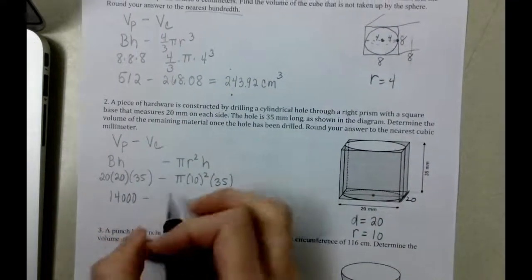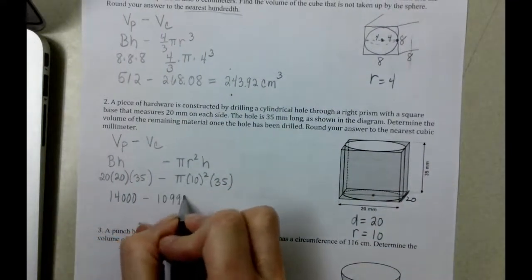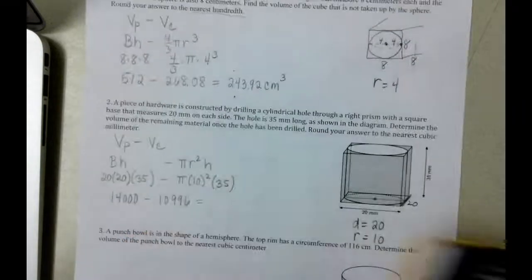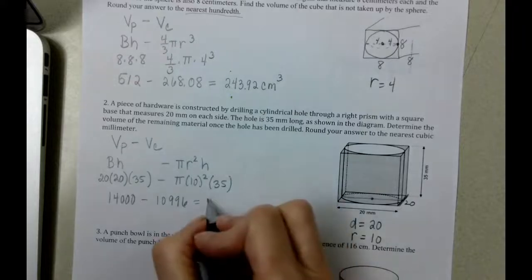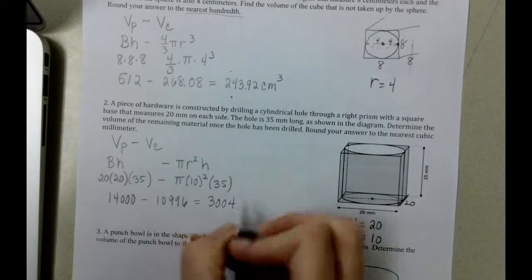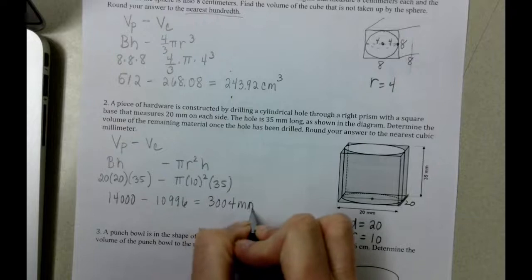So minus 10,996. And when we subtract here, 14,000 minus 10,996 gives us 3,004 millimeters cubed.